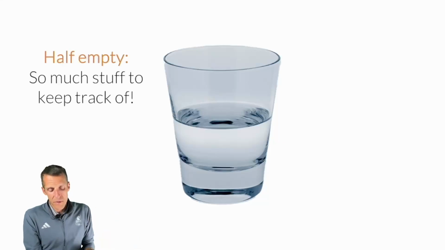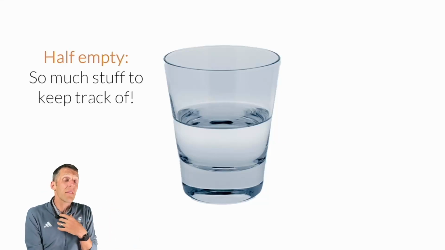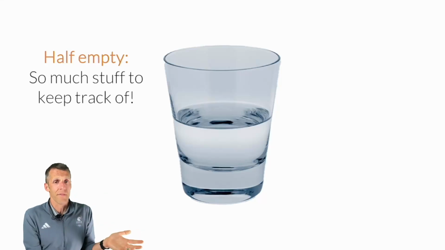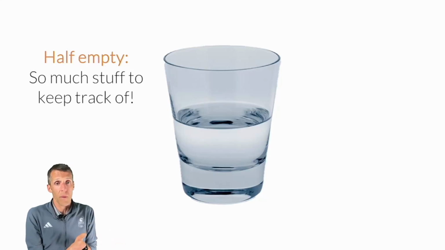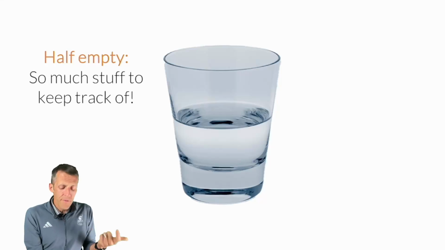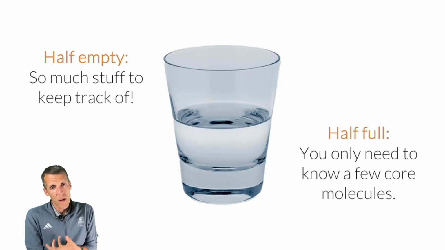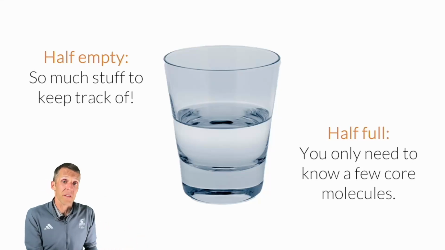If you're a glass half empty kind of person, you're saying, I have to keep track of a ton of stuff to understand biochemistry. And that's true. There is just a ton of stuff going on that if you want to be successful in either a biochemistry class or as a practicing biochemist, you just have to keep track of a lot of details. But the glass half full kind of person is that if you understand a few core things well, then you're well positioned to understand the complexity and where that complexity comes from.